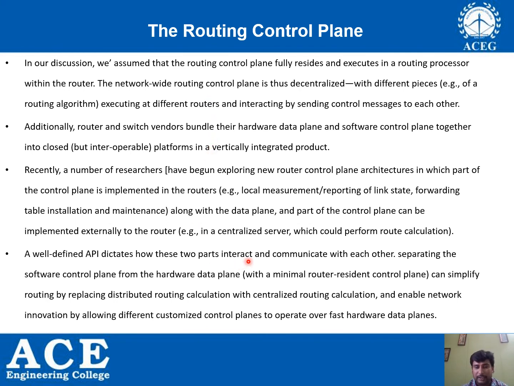will interact and communicate with each other, and this separates the software control plane from the hardware data plane. The hardware data plane is taken care of by the remaining three components, and the software control plane is taken care of by the routing processor. It can simplify the routing by replacing distributed routing calculation with centralized routing calculation, and allow innovation by enabling different customized control planes to operate over fast hardware. The reason we are adopting this change is that we want to improve the routing speed and the performance of the routing. So this is what we have for the routing control plane.